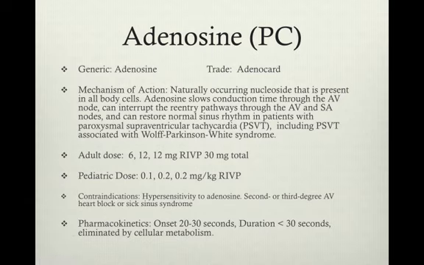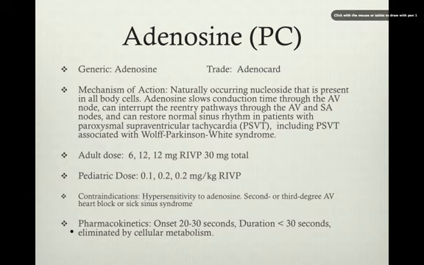Mechanism of action: a naturally occurring nucleoside that's present in all body cells. Adenosine slows conduction time through the AV node and can interrupt the reentry pathways through the AV and SA nodes, and can restore normal sinus rhythm in patients with paroxysmal supraventricular tachycardia, including PSVT associated with Wolff-Parkinson-White syndrome.